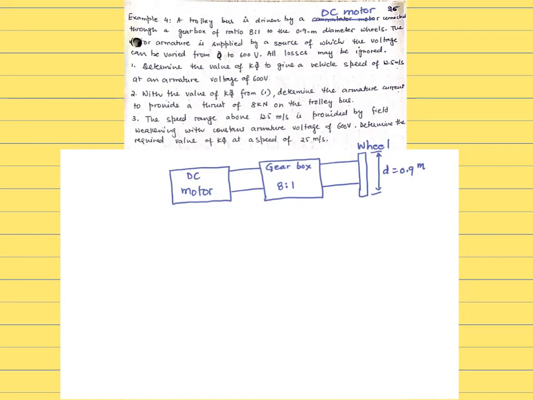The motor armature is supplied, so this motor is supplied the armature voltage. The power supply is a source of which the voltage can be varied from 0 to 600 volts. So this is the power supply. VA can be 0 to 600 volt.